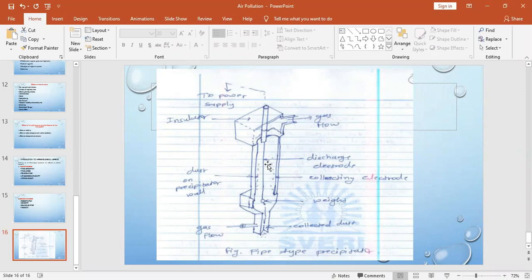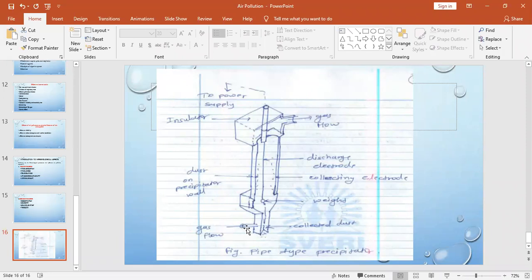We have also provided a casing outside to avoid electric shocks to the workers who are operating this. As this is a very complicated equipment, one needs to take very proper care, and a skilled supervisor is required to handle this electrostatic precipitator.